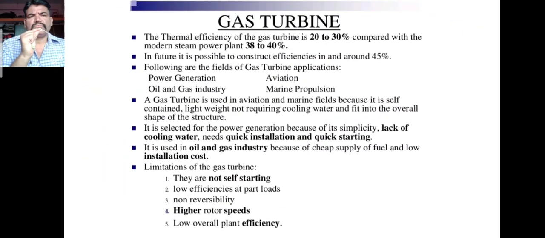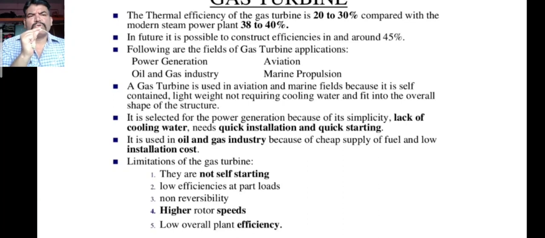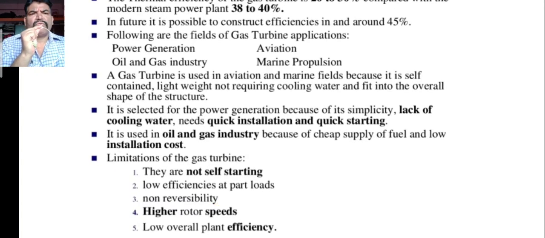Next, the thermal efficiency of the gas turbine is 20 to 30%, compared with 38 to 40% for a modern steam power plant. In future, it is possible to reach efficiencies of around 45%. Following are the fields of gas turbine applications: power generation, aviation, oil and gas industries, and also marine propulsion, etc.